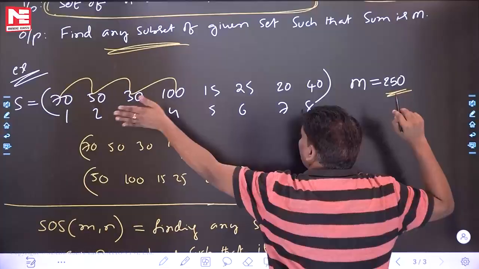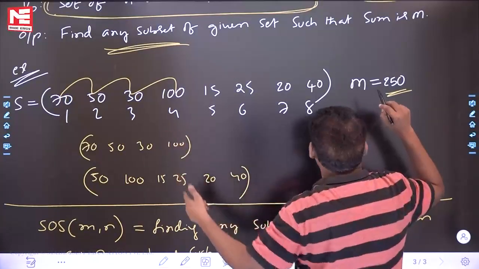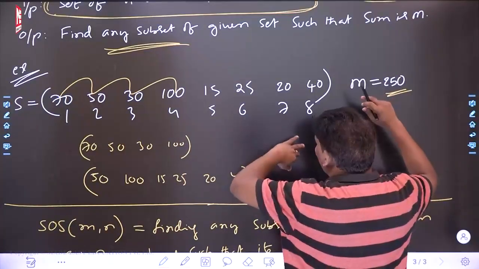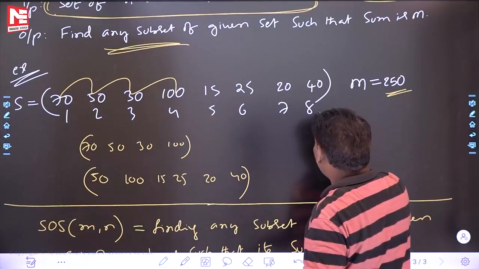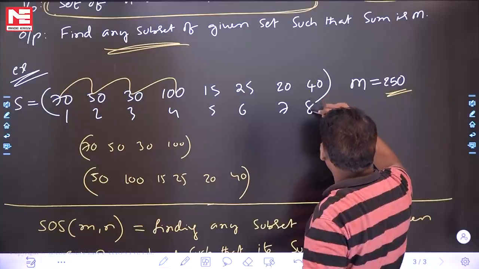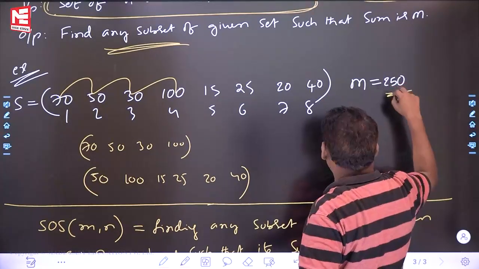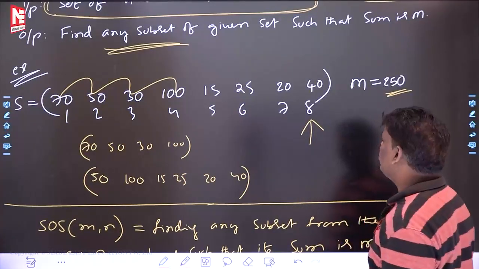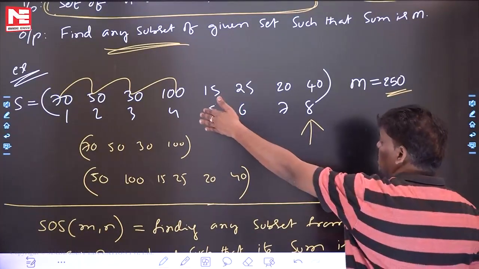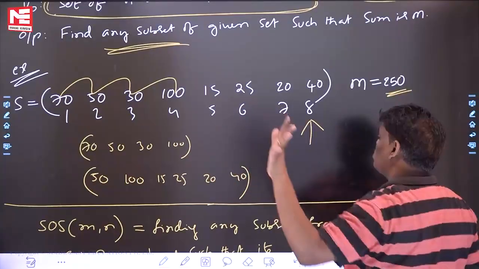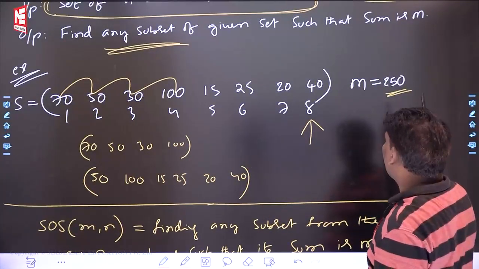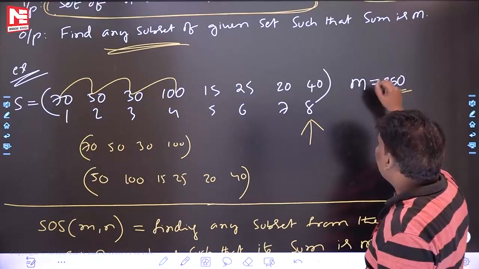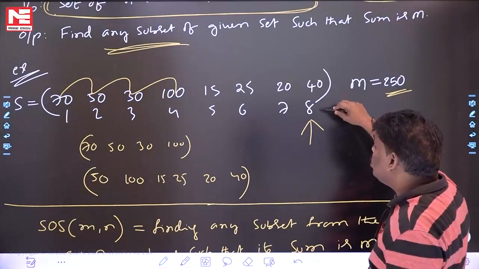In this array, from where will you start? For the recursive call you will start from the array of 8 elements with subset sum 250. You can start from anywhere. You can start from here also. You are at the 8th element. If you want, you can come from that side also, starting at the first element. That is also okay. SOS of m comma n is nothing but you want subset sum as 250, and the array contains 8 elements, and you are at the 8th element.